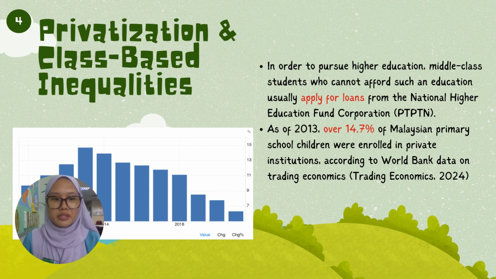However, by the time they graduate, this dependence frequently leads to significant debt accumulation, which might eventually threaten their financial stability at that time. All of this can be proven by the graphics that I have provided here, which show that as of 2013, over 14.7% of Malaysian primary school children were enrolled in private institutions, according to World Bank data on Trading Economics.